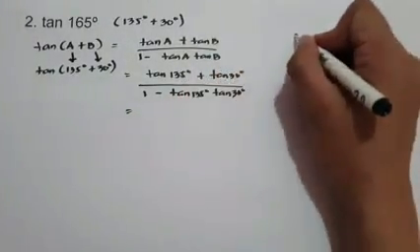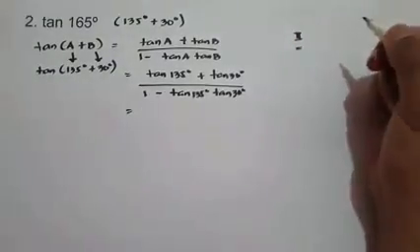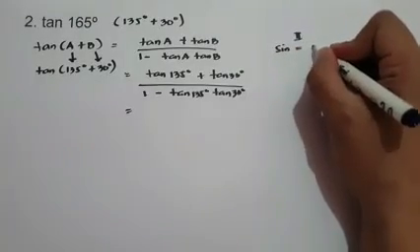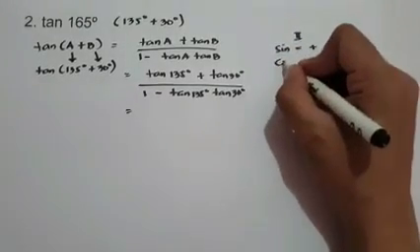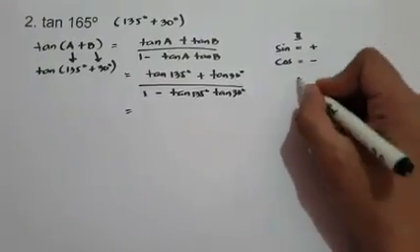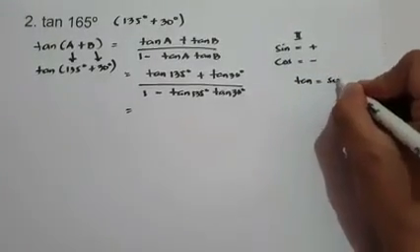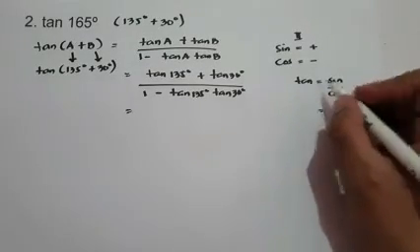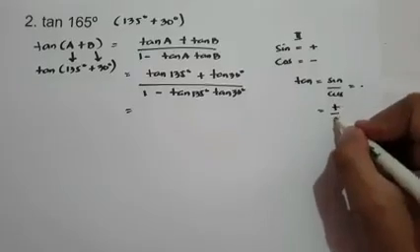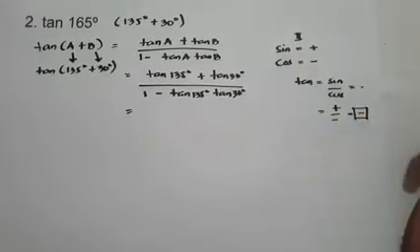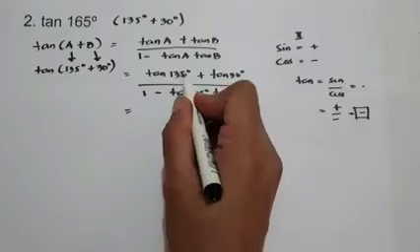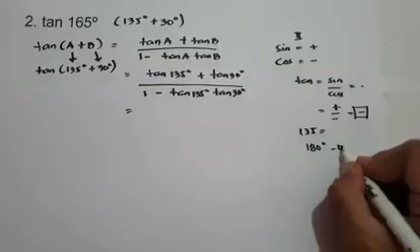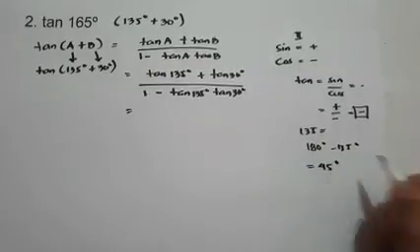135 degrees is located in quadrant 2. Therefore, sine in quadrant 2 is positive and cosine in quadrant 2 is negative, and tangent is sine over cosine. Therefore, the tangent in quadrant 2 is positive divided by negative, which is negative. Therefore, for tangent 135 degrees, the reference angle is 180 minus 135, which is 45 degrees.